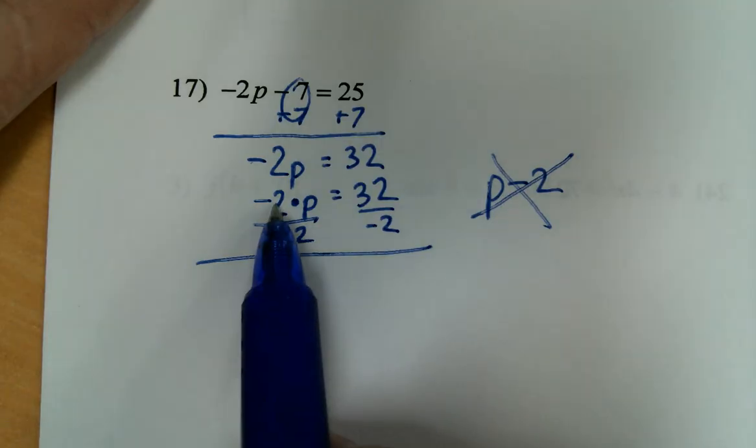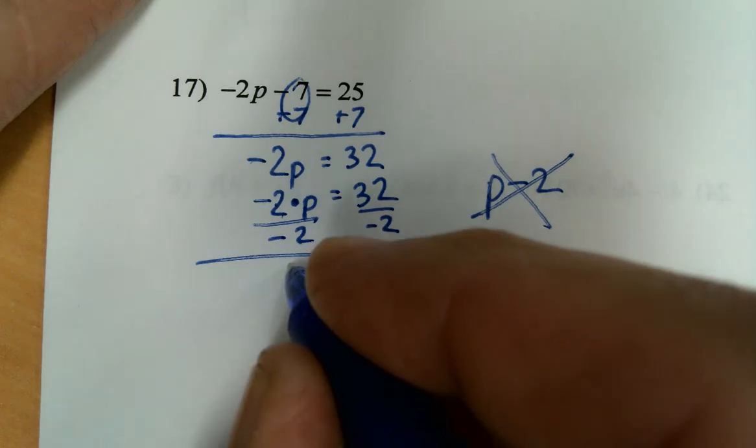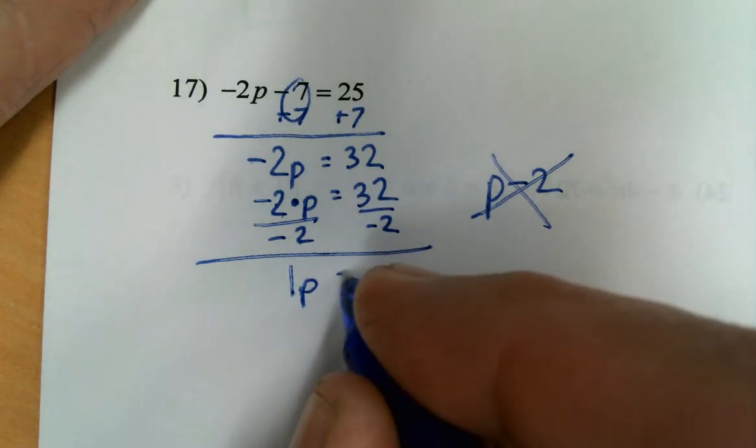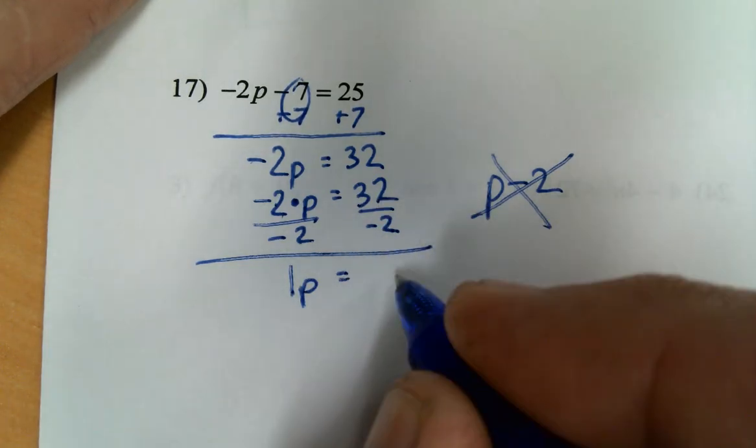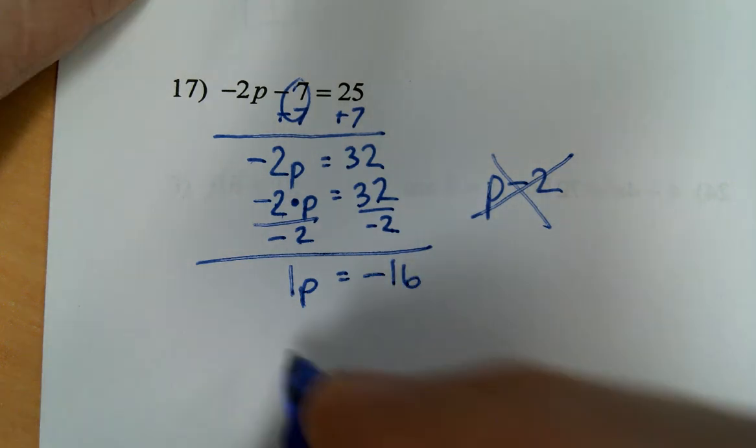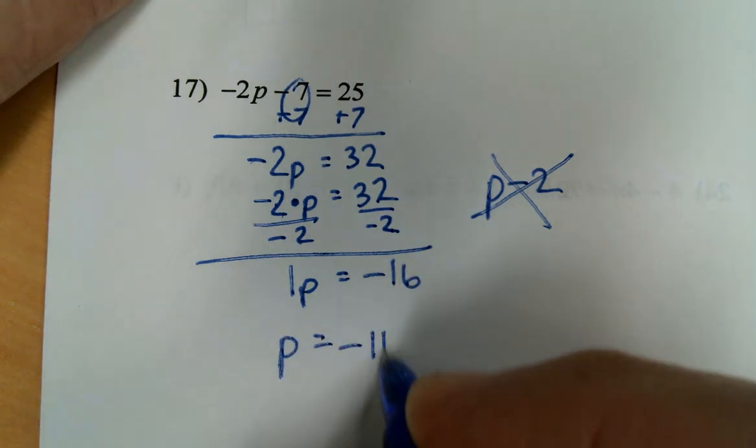And here we get a -2 divided by a -2 is a positive 1p. And then on the other side we have 32 divided by a -2 is a -16. So we get p equals -16.